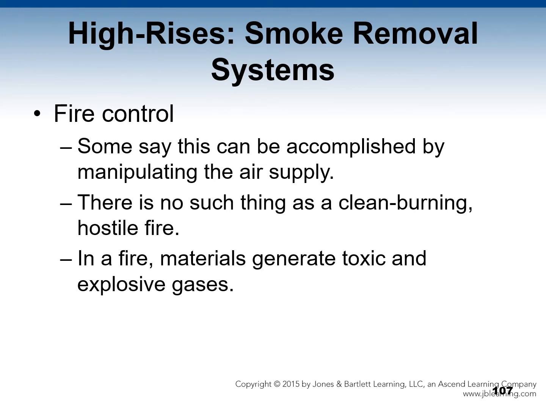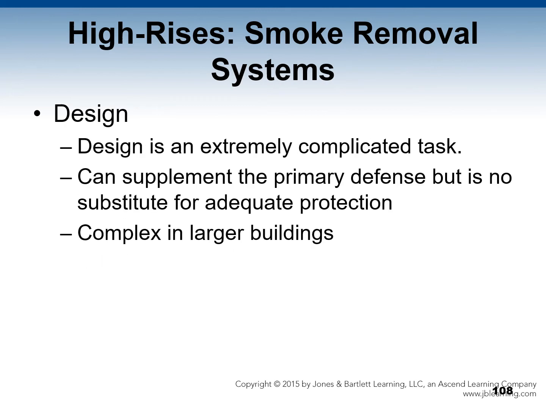Continuing with smoke removal systems in high-rises, let's talk about fire control. Some argue that this can be accomplished by manipulating air supply, but there is no such thing as a clean burning hostile fire. In the fire, materials will be in various stages of degradation, generating toxic and explosive gases. With smoke removal systems, the design is an extremely complicated task. It can supplement the primary defense, but it is certainly no substitute for adequate protection. And this can be very complex in larger buildings.